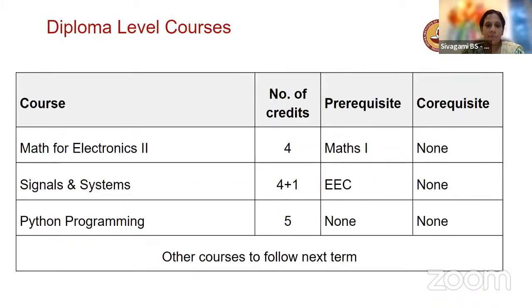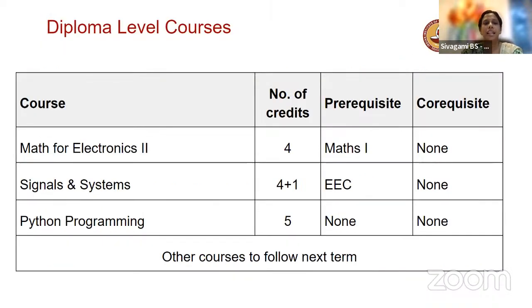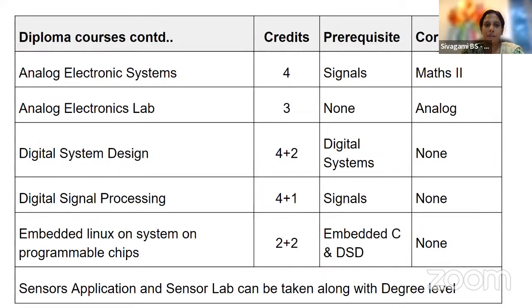Okay, so these are the diploma level courses. These are the 3 courses that we are offering this term. For the students who are already at the end of the foundation level, they'll be taking embedded C programming this term, along with the 3 new diploma level courses. These are the next level of diploma courses, which are being proposed to be offered in the coming term.